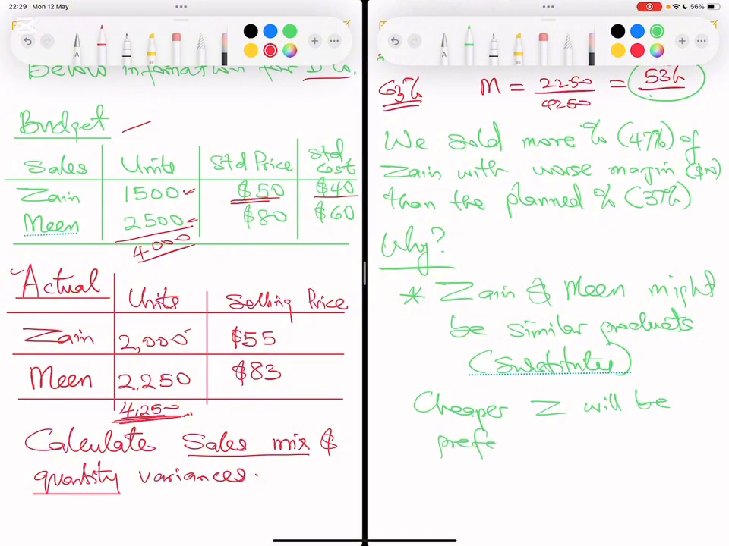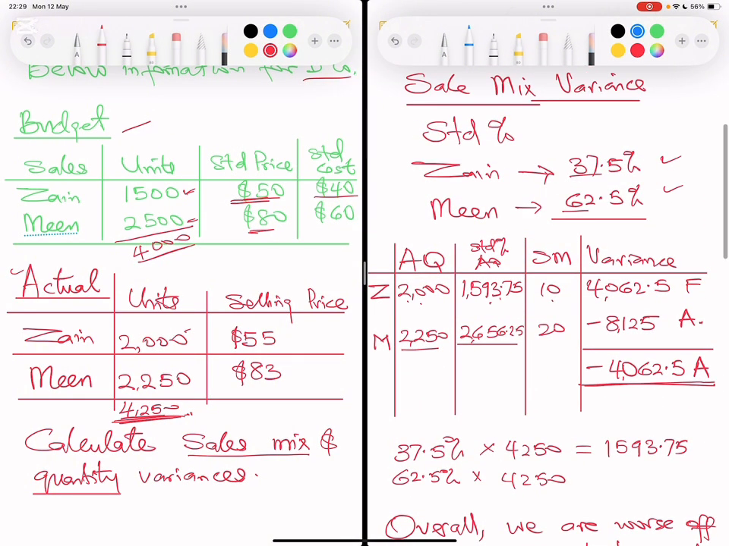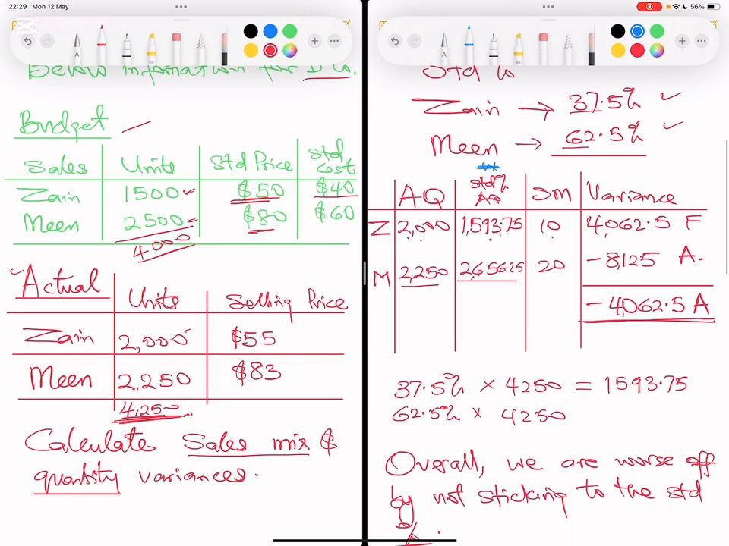So it might be the reason why all the customers are tending towards buying Z, because it's cheaper, $50, compared to mean that is sold at $80. So that might be the major reason why we have been forced to sell more of zinc than mean. That is the sales mix, but we cannot conclude yet. Let's look at the quantity variance, which is like the yield. And remember what I told you? This column will remain important. That's the same column I'm going to bring down now.